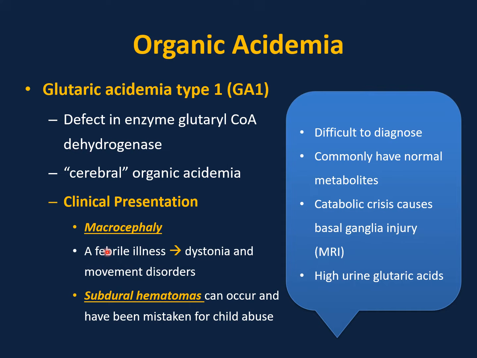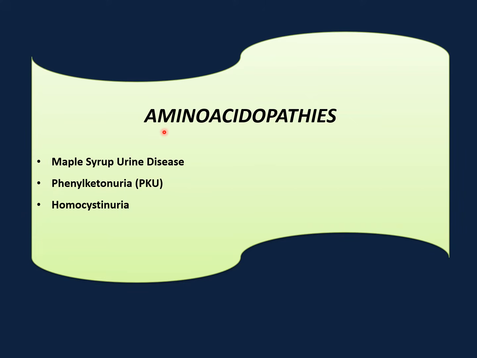Very important to remember the keyword for glutaric acidemia type 1: macrocephaly, and subdural hematoma, which can be mistaken with child abuse. The way to diagnose this condition is by sending urine organic acid, and you will see high glutaric acid in urine. The second classification of the protein disorder is amino acidopathies: maple syrup urine disease, phenylketonuria, and homocystinuria.